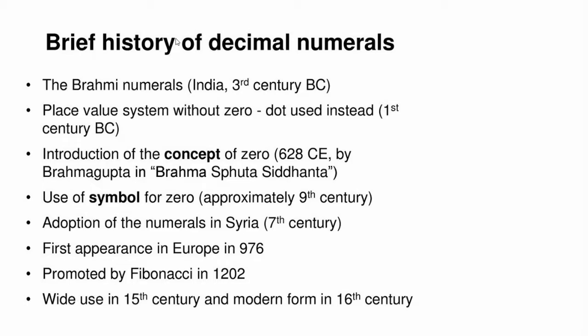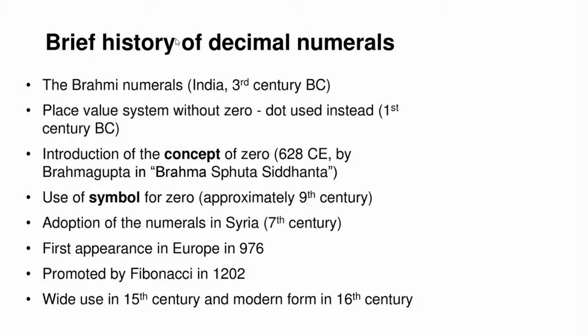In India, during the 3rd century BC, the Brahmi numerals were invented. So Indians were the first ones who invented the numerals, and it was later translated into the Arabic system. Okay, the place value system without zero, using a dot instead, was introduced in the 1st century BC, again still in India. And the concept of zero was introduced in the Brahmasphuta Siddhanta by Brahmagupta.